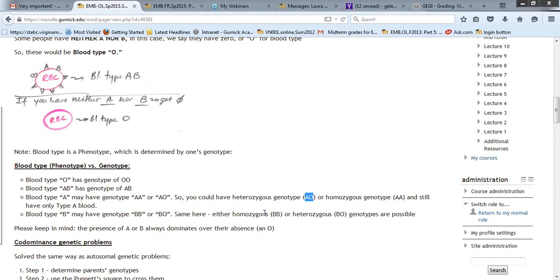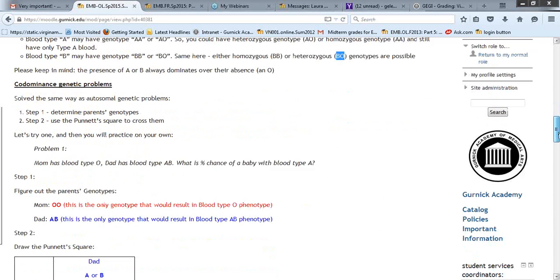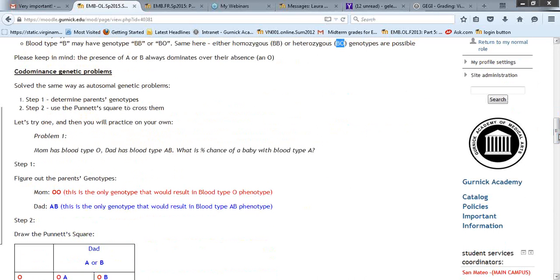If you have a homozygous dominant B type, then you have BB. If you have heterozygous genotype with blood type B, then you have a BO genotype. Okay? So the same steps apply in codominance problems. You still determine the parents' genotypes, you do the Punnett square, and then you interpret the results. So if mom has blood type O, dad has blood type AB. Okay, so what are their genotypes?